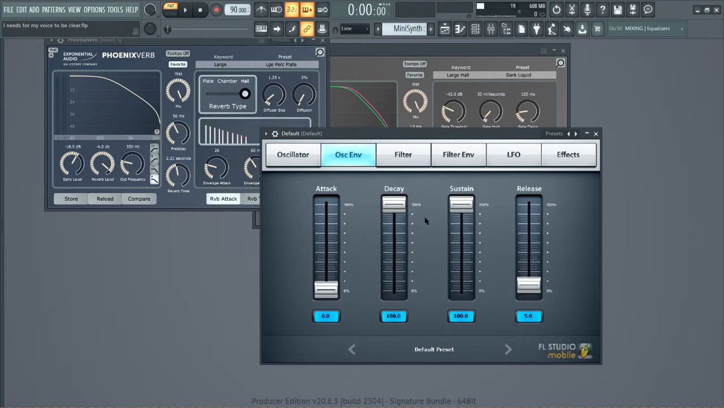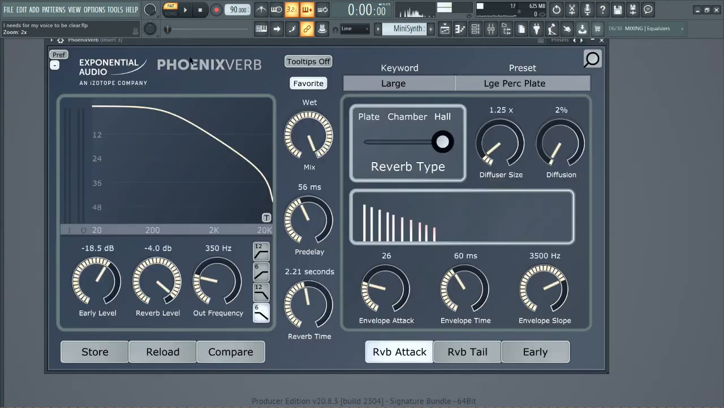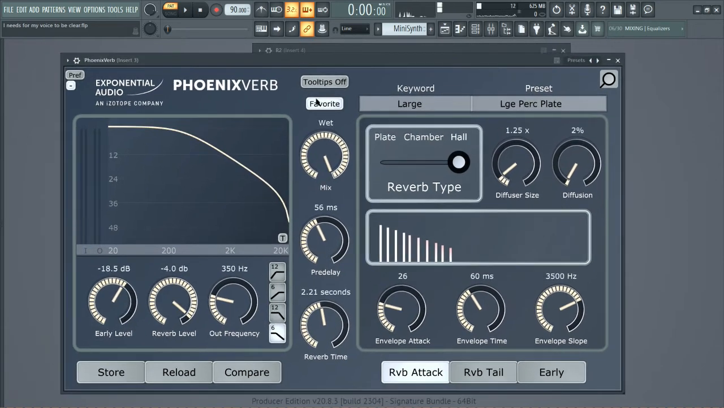But as I increase the attack time, you'll notice that it crescendos. So that's the easiest way to help understand that. The reverb attack is the same thing. It's how long the reverb takes to get to its highest attack, or well, its loudest volume rather.